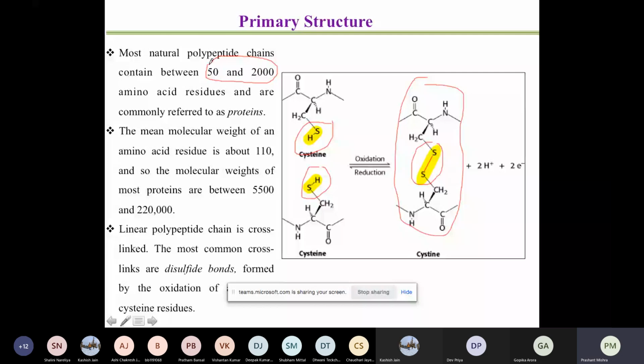If you look at the molecular mass of an individual amino acid, it is around 110. Because there are 50 to 2000 amino acids, most proteins will have a molecular weight of 5500 to 220,000. Now, these linear peptide chains are cross-linked. So when I talk about the cysteine-cysteine interaction, that is mostly for cross-linking within the peptide chain or between the peptide chains.